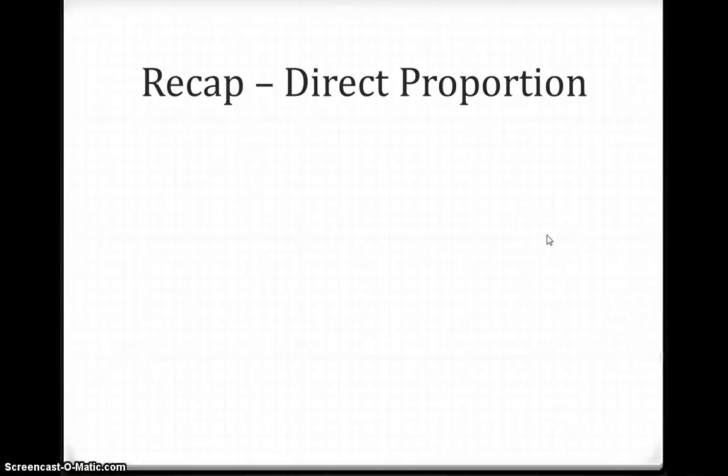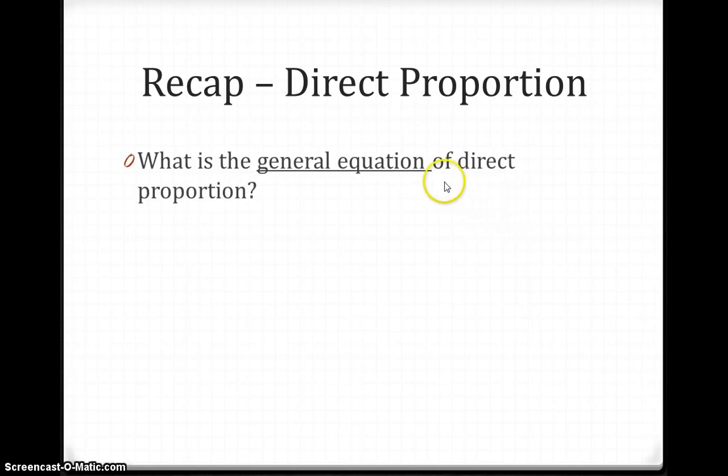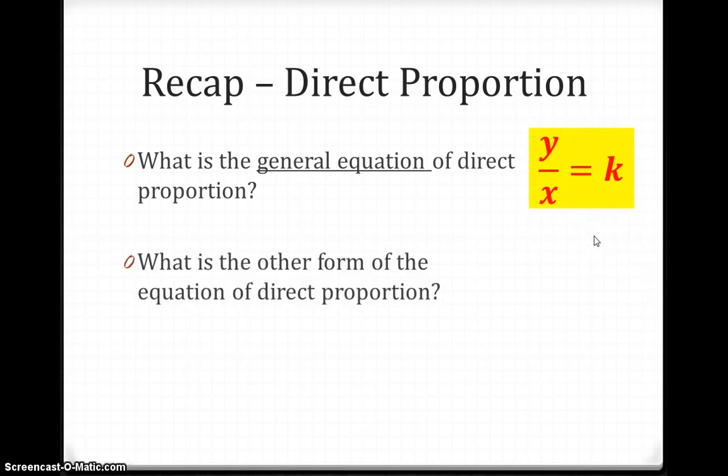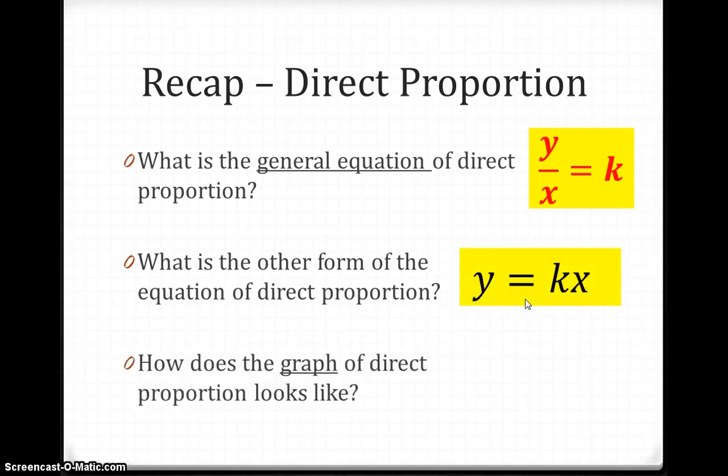Let's do some recap for the first lesson, direct proportion. What is the general equation of direct proportion? y over x is equal to k. What is the other form of the equation of direct proportion? y is equal to kx. What does the graph of direct proportion look like? It is a straight line graph through the origin.